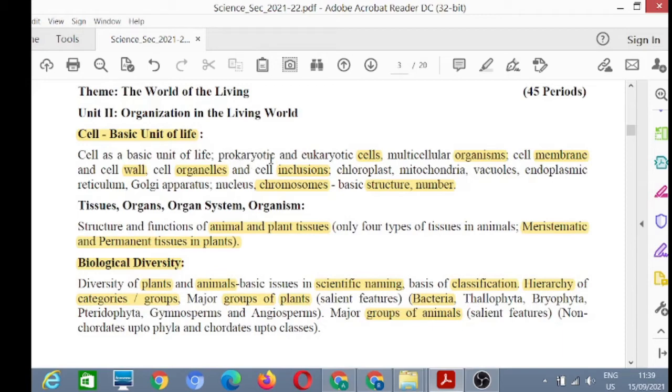Then different types of cells, or categorization of cells. Then organisms. Then terms associated with the cell, for example, cell membrane, then cell wall, and cell inclusions. These are all terms associated with the cell.